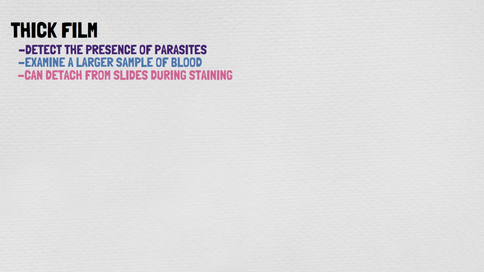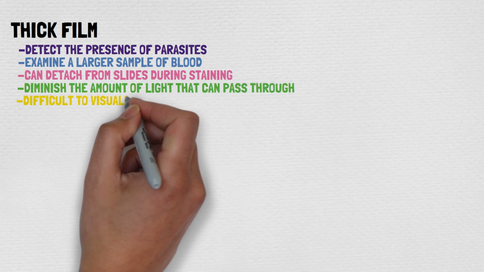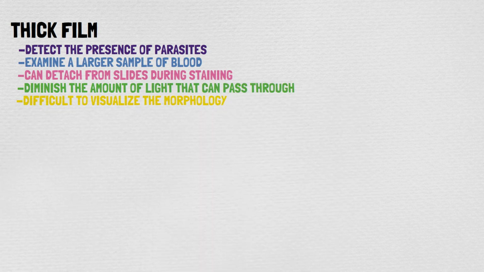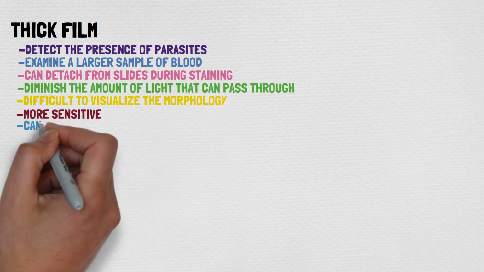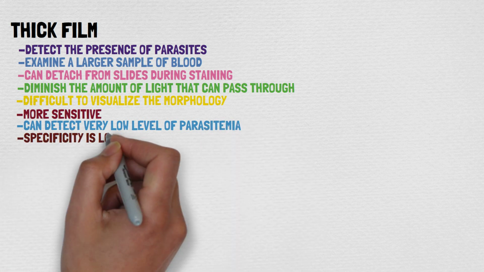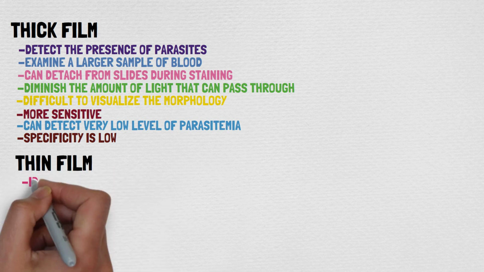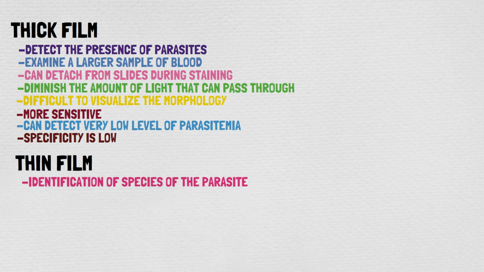Thick smears also diminish the amount of light that can pass through, making it difficult to visualize the morphology. However, thick smears are more sensitive than thin smears and can detect very low levels of parasitemia, although its specificity is low. Thin film is used for identification of species of the parasite.